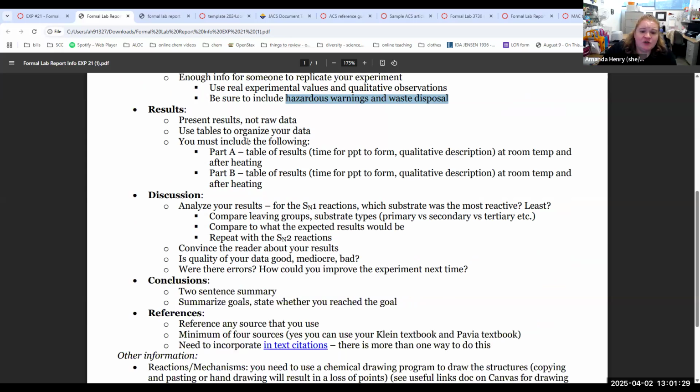The results, these are going to be tables. So you're going to have a table for part A and a table for part B. And in that, for each substrate, how much time it took the precipitate to form, and then that qualitative description. And this would be at room temperature and after heating, or whatever applies to each one. Not all of them needed to be heated, as we know. So you would just have results for room temperature for those, and then the ones that need to be heated, at room temperature, it would say no reaction or no result, and then the results after heating. So you're not analyzing the data, you're just listing the data.